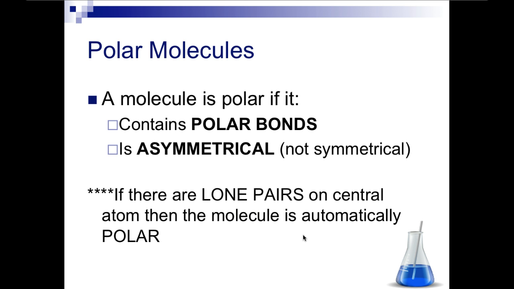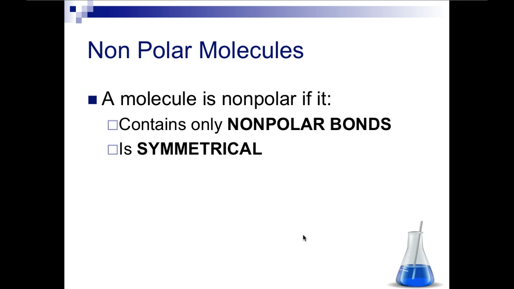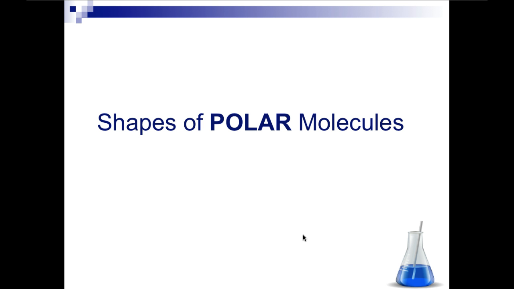That means that if a molecule is polar, it contains polar bonds and is asymmetrical. That means it's not symmetrical. And if there are lone pairs on the central atom, then the molecule is automatically going to be polar. A nonpolar molecule is a molecule that contains nonpolar bonds and is symmetrical. So let's look at the shapes of polar molecules. These are molecules that are going to have an unequal sharing of electrons. So let's look at what these shapes are.